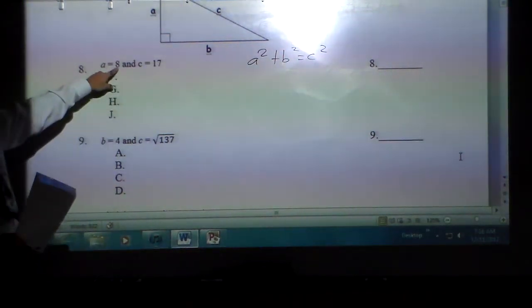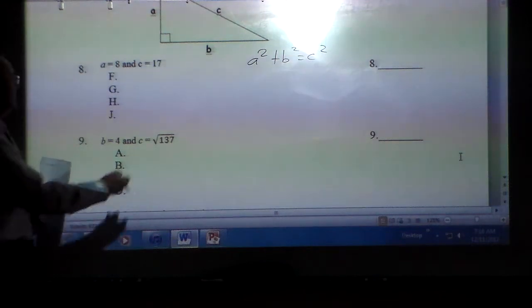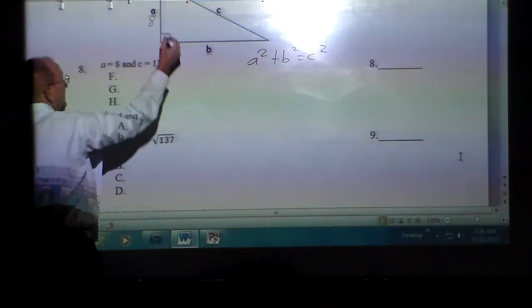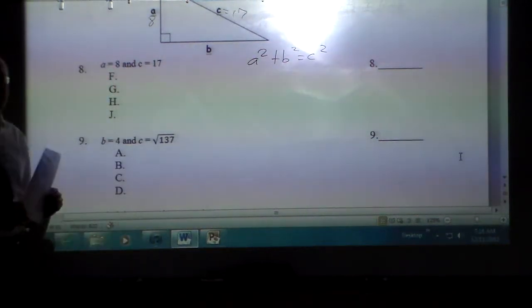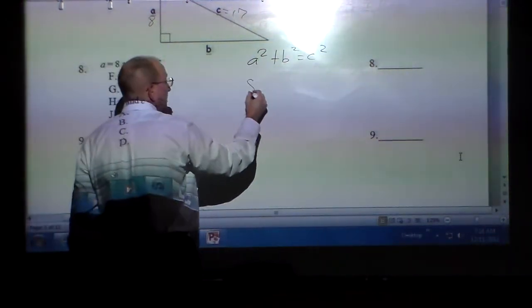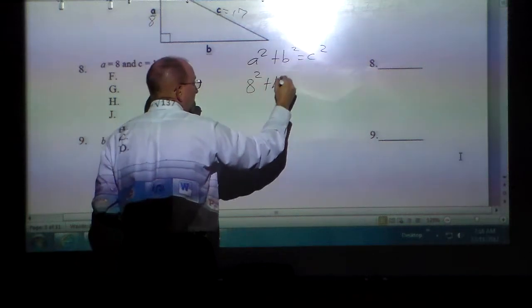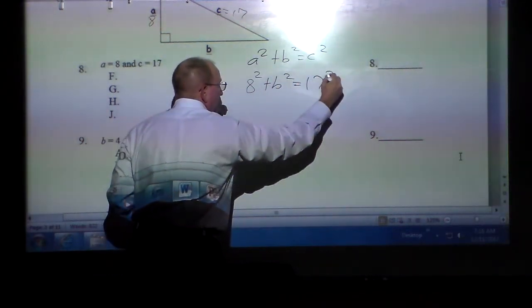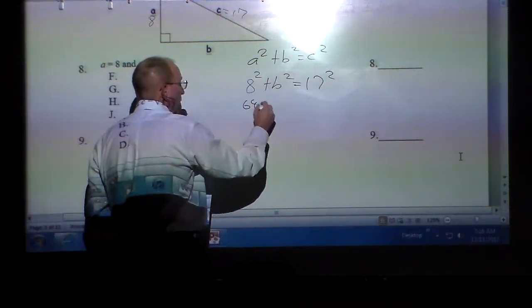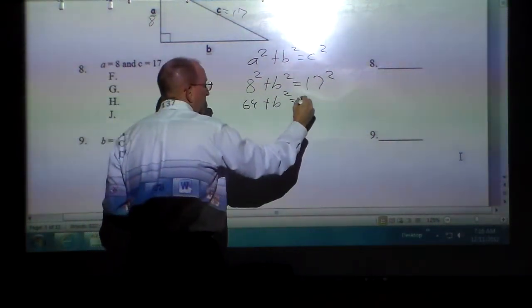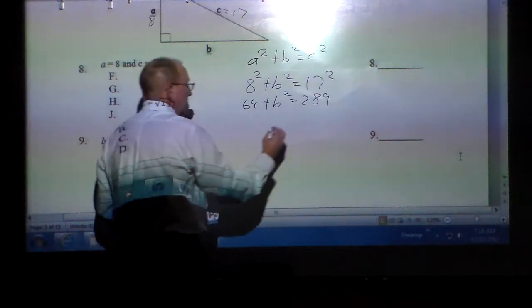Yet look up here, what sides did they give us? On problem 8, they said a is 8 and c is 17. Notice they gave us the hypotenuse. So this particular problem would really be what? 8 squared plus b squared equals 17 squared, which would be 64 plus b squared equals 289.